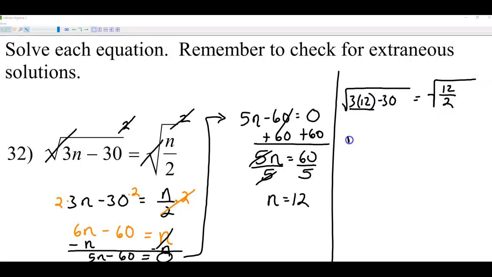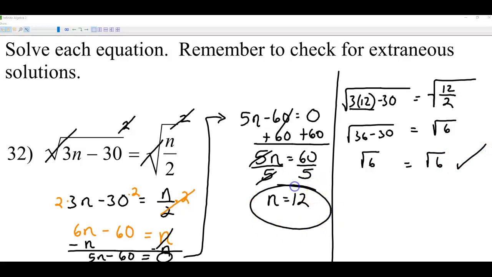So this is 36. 36 minus 30 is 6. Over here, 12 divided by 2 is 6. And so, since square root of 6 is a real number, and both sides match, then we have a good answer, and therefore 12 is the correct answer.